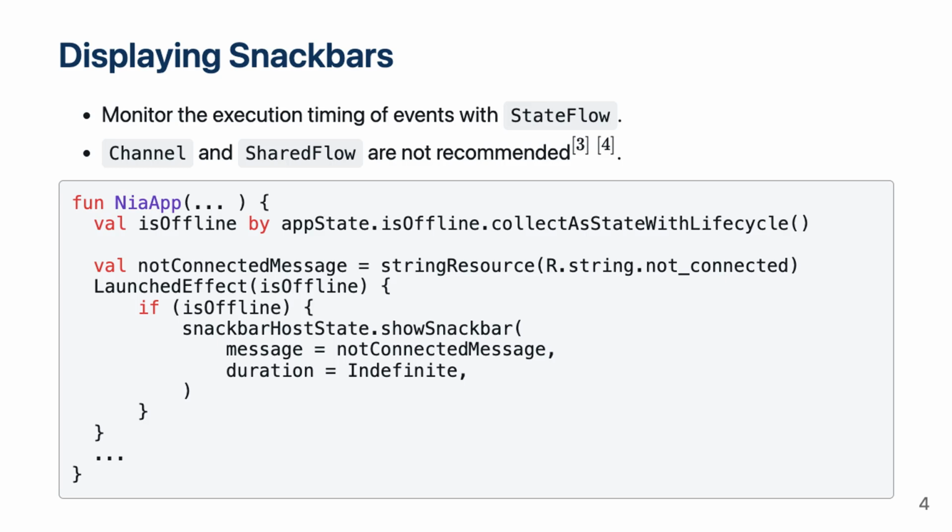Next, we'll look at the code for displaying a snack bar when the network is disconnected. We collect is offline, which indicates the network connection status. We use launched effect to monitor is offline and display the snack bar only when offline. The point to note here is that even for one-time events like displaying a snack bar, we use a state flow and monitor the condition for execution. On the other hand, we do not use channels or shared flows. These are flows that don't hold values and have a mechanism for consuming buffered data, but they might not allow you to collect events in the UI.